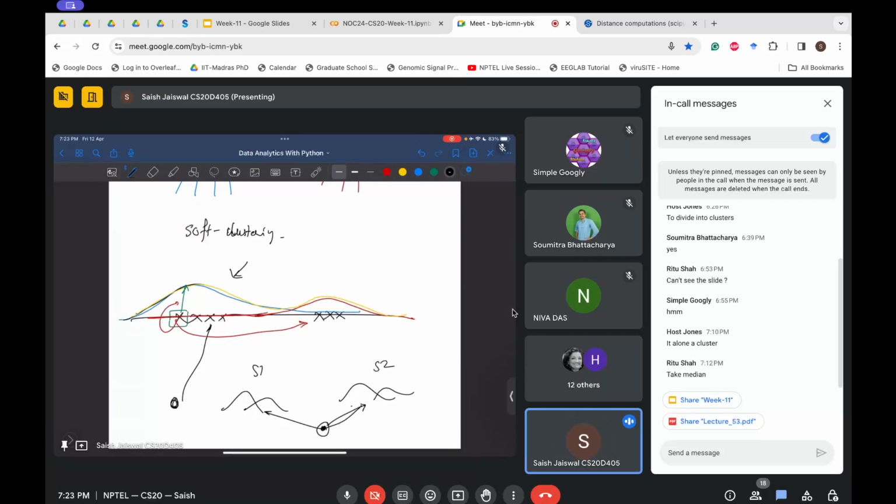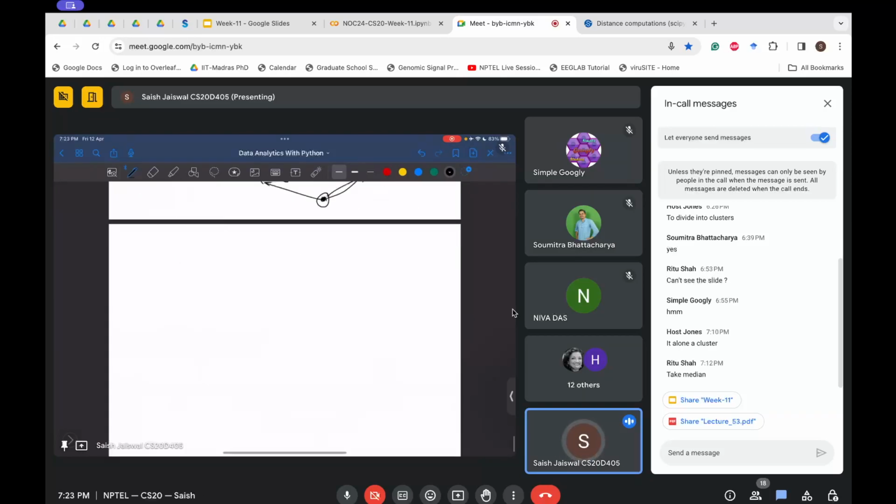of Gaussian mixture models, and there are multiple such applications. We won't go into the details of it because it is not a part of the course, but this was just for your information. So let us go to the Python notebook and we'll see.